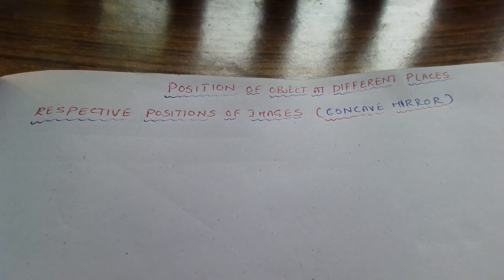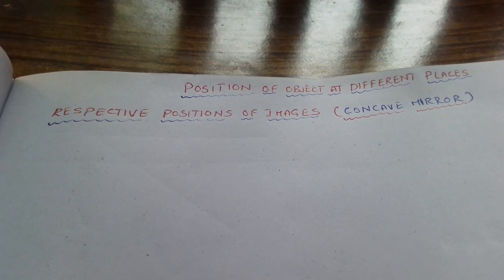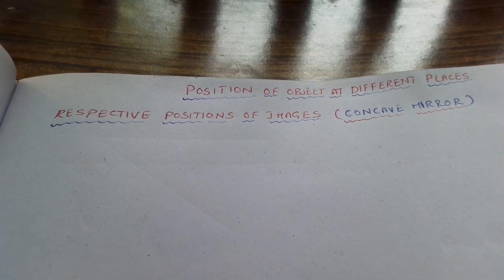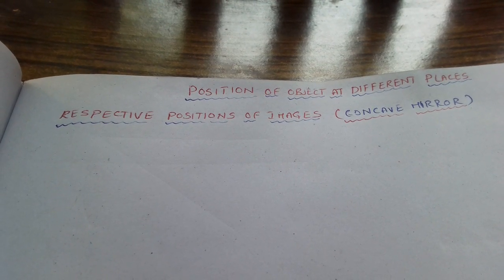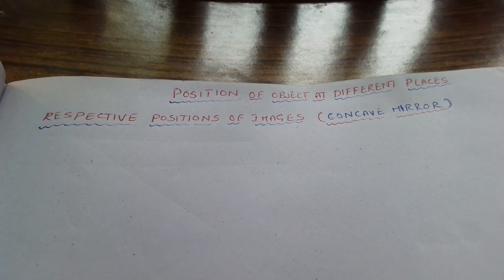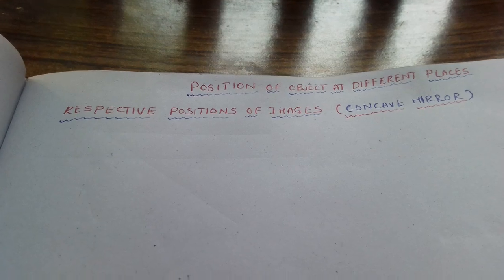Now we are going to see the positions of the images for different positions of the objects. Positions of the object at different places, and the respective positions of the images for a concave mirror.